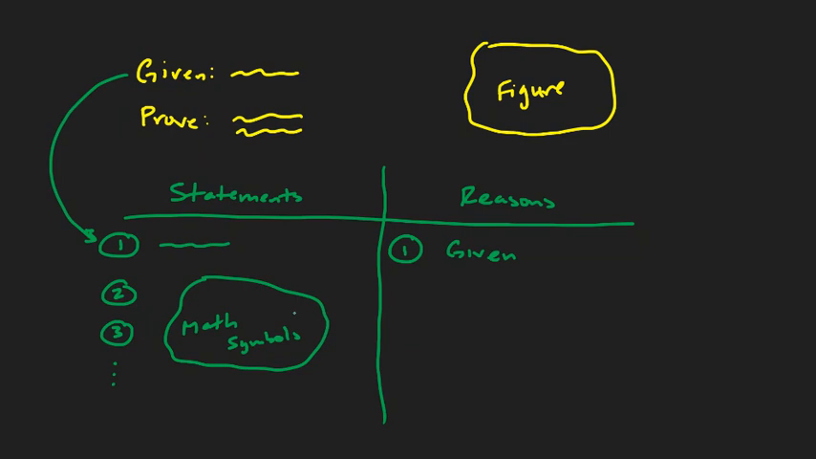So maybe two angles are congruent. Maybe two angles add up to 180. Maybe two segments are equal, their lengths are equal. Things like that, right? And over here in the reasons for 2, 3, and so on, these are going to be your justifications. How are you going to justify what you are saying?